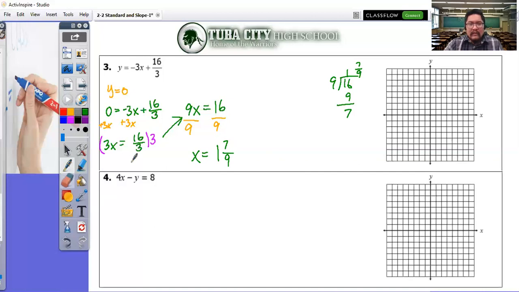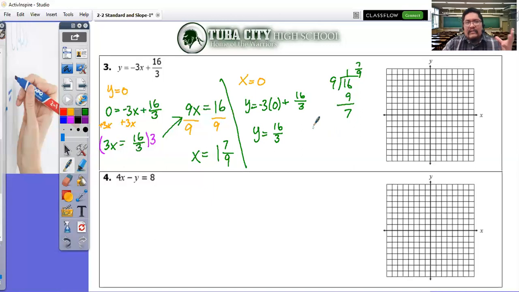Okay. And now we got to do the other one. So let's see, y, oh wait, no, we already did what happens if y equals 0. Let's do what if x equals 0. And I'm going to just draw a line here just so that way we're not mixing these two things together. So y equals negative 3x, but x has been replaced with a 0. And here I have 3 times 0, which, well, actually it's negative, but that wouldn't matter at all. And I get y equals 16 over 3.